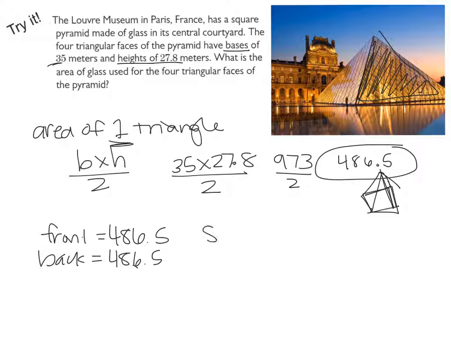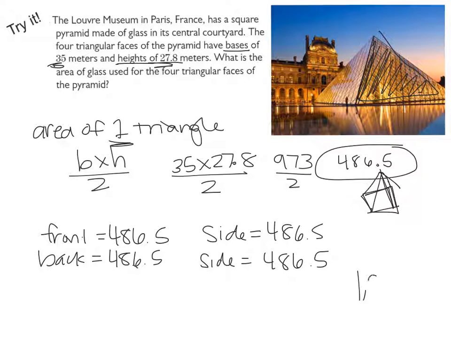And the sides are going to be the same too, because all of them have the same base and height. And the other side is also going to be the same. So now I just need to add those together. I'm going to use my calculator. I could add them together, or multiply by 4. It's the same thing. It gives me 1,946 meters. Now we're talking surface area, so squared. That was actually the lateral area because we didn't find the base.